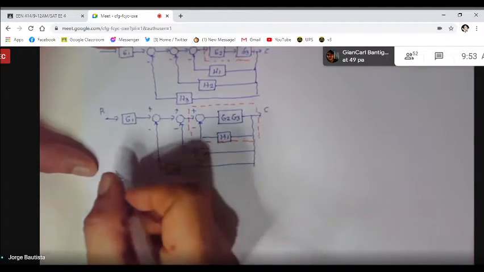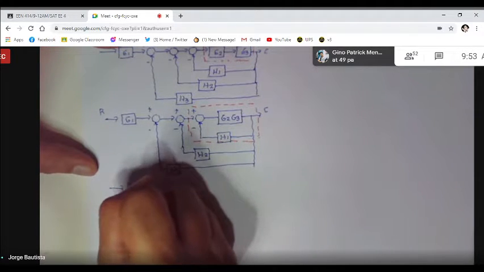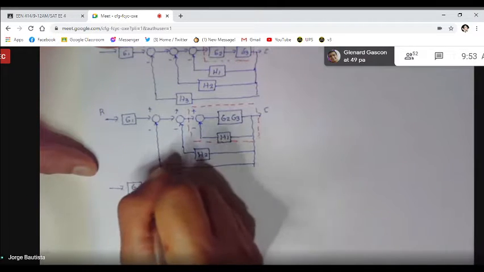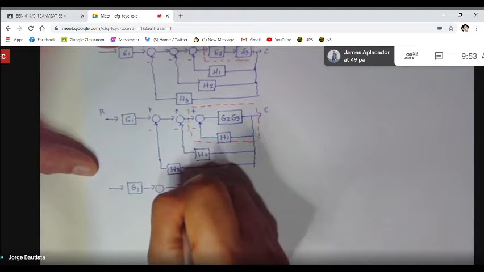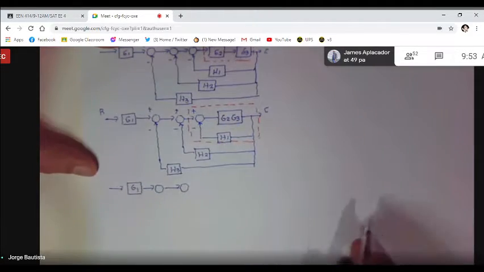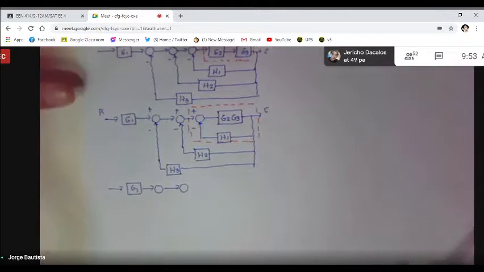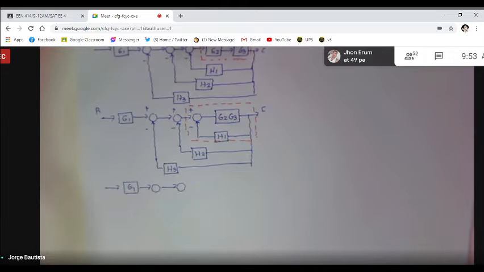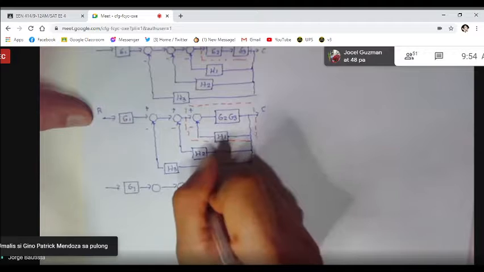Okay, so let's try to redraw again. Okay, so this block diagram is simple, no? Simple lang ito, no? Wala pa tayo sa complex kasi pag complex, hindi lang yan. Pero hindi ko na ituturo yan. So gusto ko lang makuha nyo yung pinakamadali o simplified, no? So, isang block diagram na lang ito.